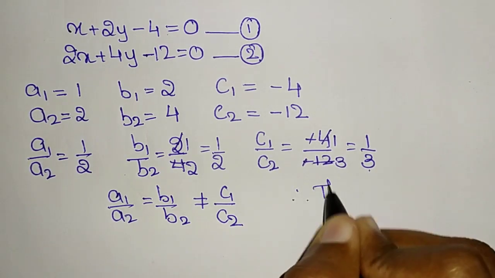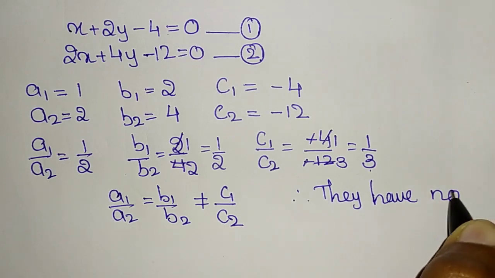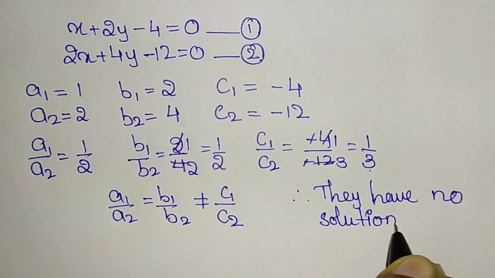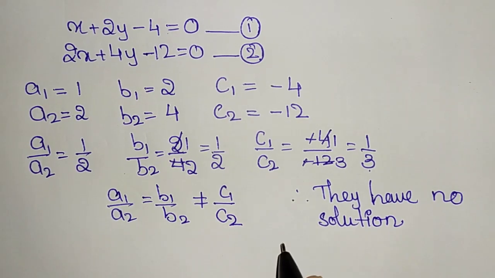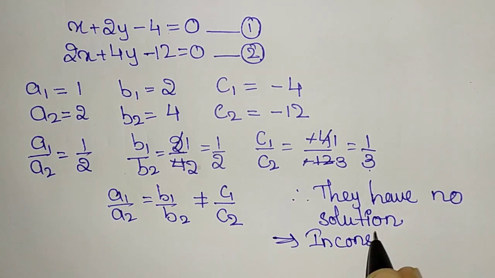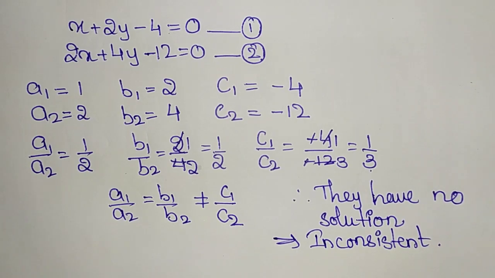Therefore, they have no solution and hence they are known as inconsistent equations. This implies inconsistent. When they have one or many solutions, they are known as consistent. But these two equations which are given in our example, they are inconsistent with each other.